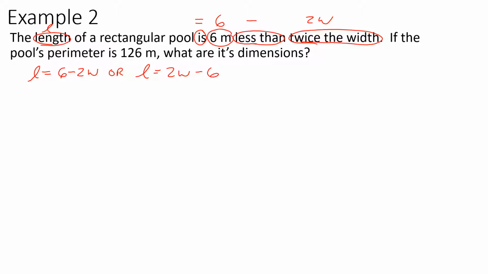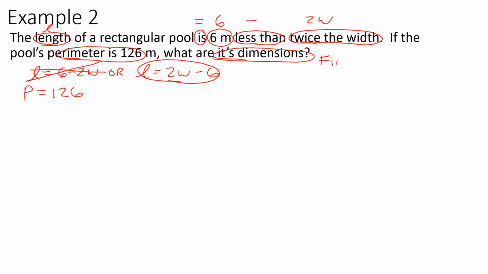I want to look at both of those statements, and only one of them reads the length of a rectangular pool is 6 meters less than twice the width. So 6 meters less than twice the width is L equals 2w minus 6. When we have subtraction, I have to take a step back and consider the order of the terms, because with subtraction, order matters. So I know that L equals 2w minus 6. I also know that the pool's perimeter, P, is 126. What are its dimensions? That means find the length L and width W.